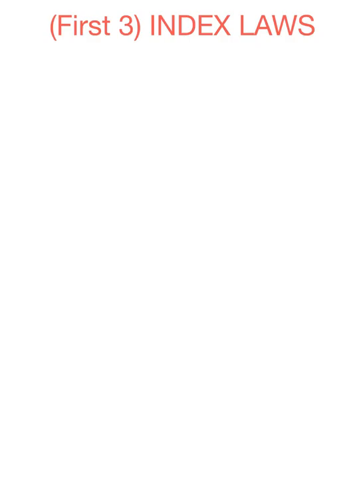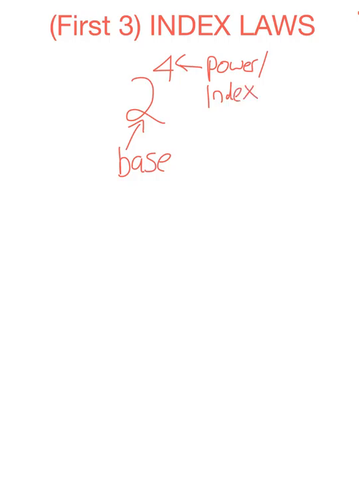First off, we just need to have a look again at what we mean by index and base. So if we have a number like this, 2 to the power of 4, remember we call the number being raised to a power the base, and we call the number up here the power or the index. And of course we know that 2 to the power of 4 is 2 times 2 times 2 times 2, 2 times itself 4 times. So that's what we're on about.